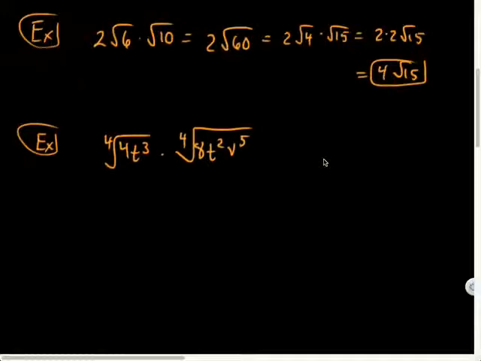Ay caramba. So, first of all, 4th root of 4, can't do it. 4th root of t cubed, nope. 4th root of 8, can't simplify it. 4th root of t squared, nope. 4th root of v to the 5th, I could have simplified, but that's the only one. So what am I going to do?